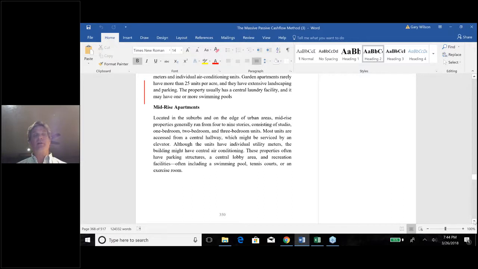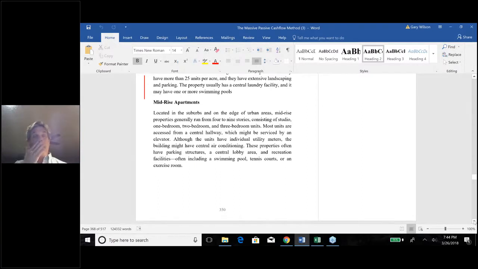Sometimes they'll have common areas like a lobby, recreation, swimming pool, tennis courts, exercise room. Decent properties, okay? They don't have to be necessarily A or grade A properties. They can certainly be B and C properties. They just may be older, but they still have these amenities, okay? Okay, that's mid-rise. High-rise is the big stuff, okay?